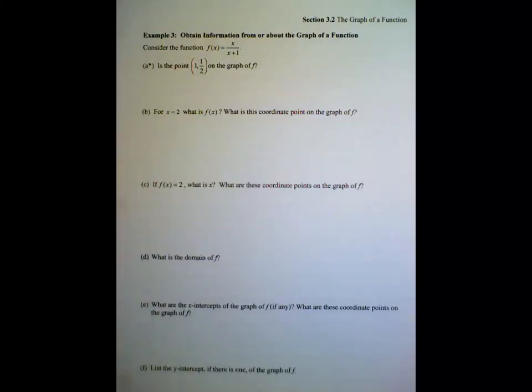All right, more on the graph of a function, section 3.2. The last example, we looked at a graph and found some information. Now we're going to look at the function itself and find information that way.